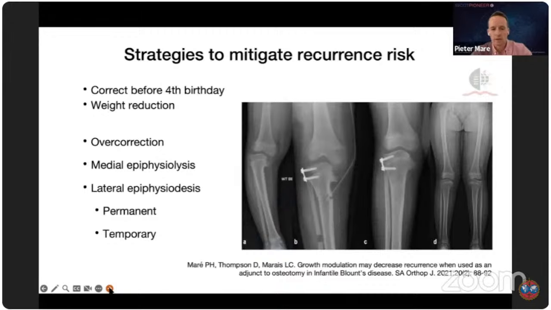We looked at whether temporary lateral hemiepiphyseodesis in combination with tibial osteotomy may decrease the recurrence rate. And we've published on this. It was a small group of patients that was underpowered. There was a marginal decrease in the percentage of recurrence, but this was not statistically significant. I would encourage you to have a look at this paper and perhaps consider its application in your treatment selection algorithms.